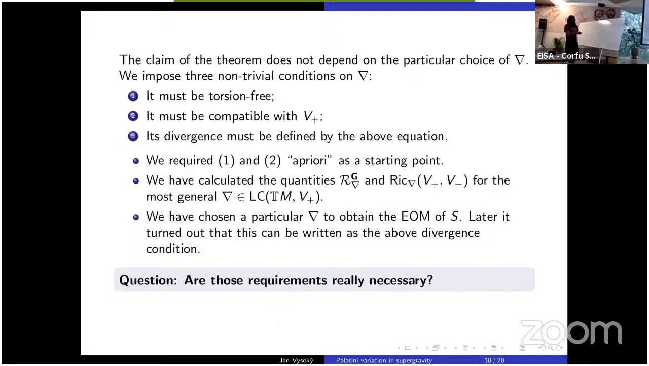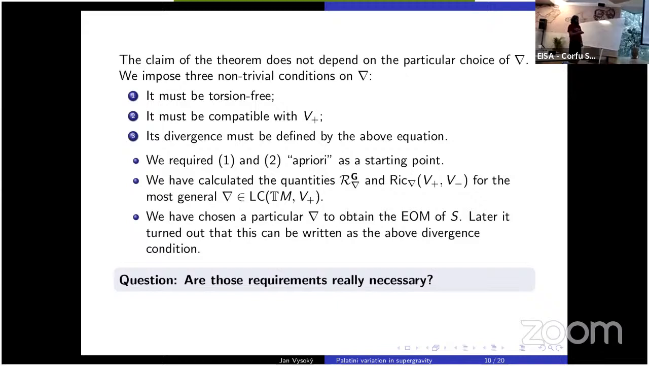And what is interesting is that in this theorem, as I told you, there are plenty of choices of a connection, but it doesn't depend on the particular choice of this connection. And in the assumptions of the theorem we imposed three non-trivial conditions on our connection. We imposed by hand that it has to be torsion free, it must be compatible with V plus, and the divergence must be given by the very divergence I told you. And how we did it originally, when we first discovered this, was that we required one and two and calculated these quantities for all possible ones. And then we fiddled with it such that it would give us precisely the equations of motion.